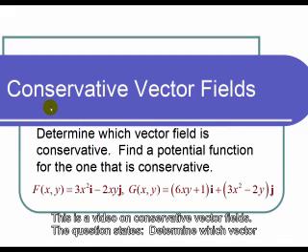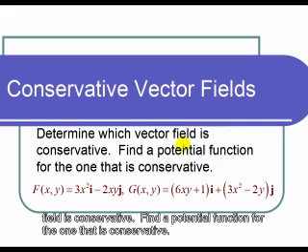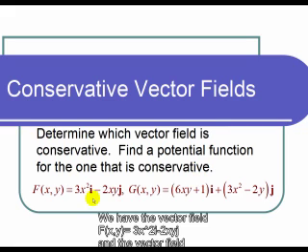This is a video on conservative vector fields. The question states, determine which vector field is conservative. Find a potential function for the one that is conservative. And we have the vector field F of x,y is equal to 3x squared i minus 2xy j.